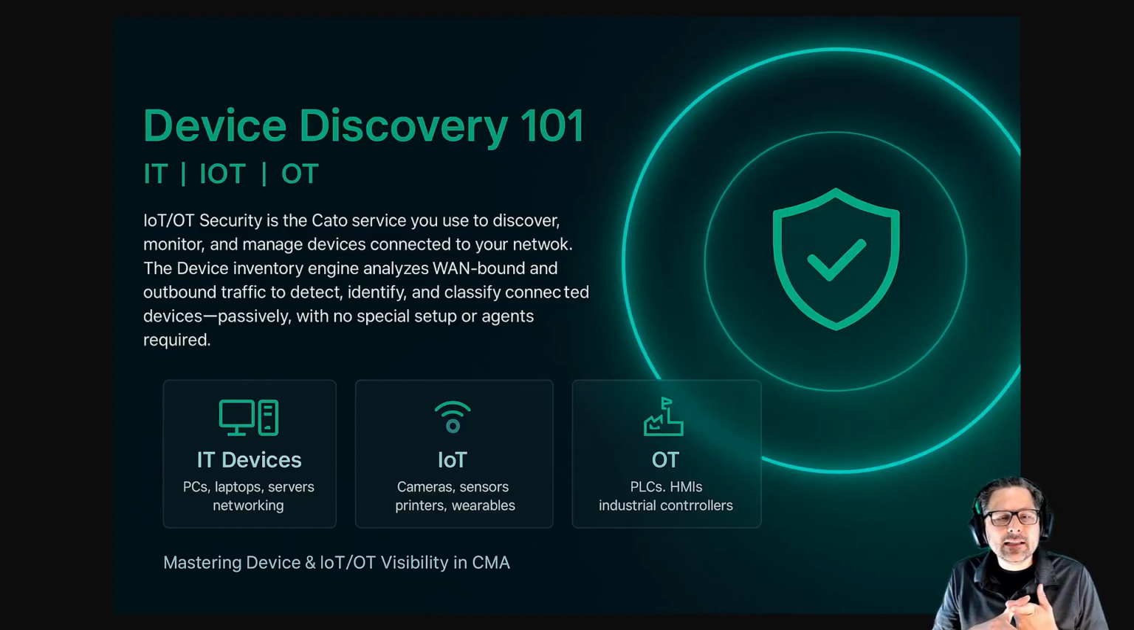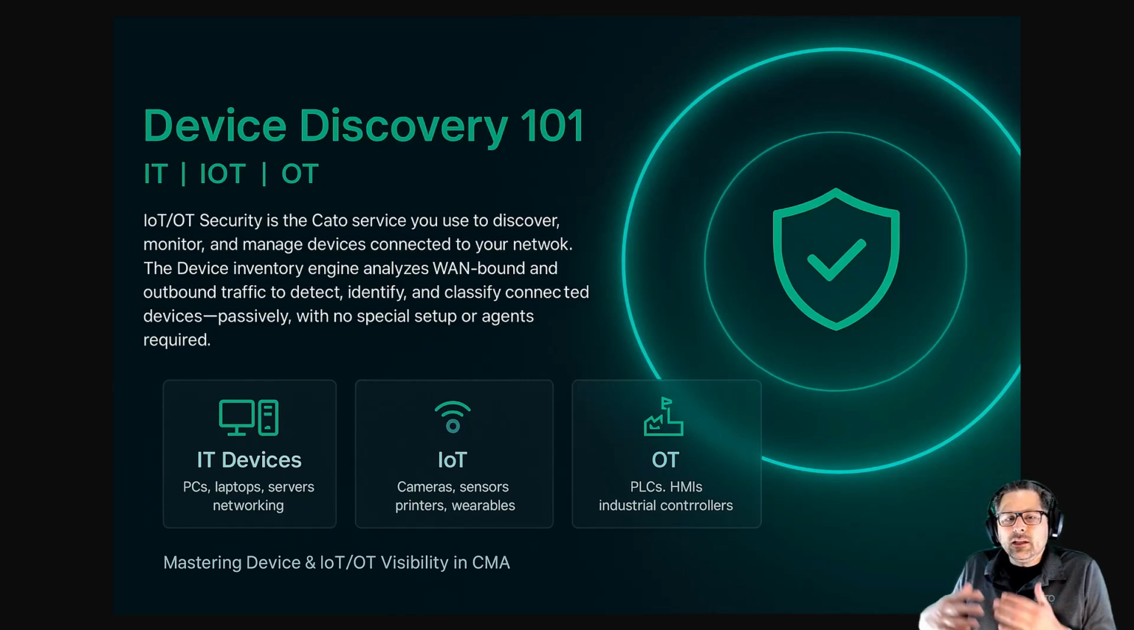We're going to talk about IT, IoT, and OT. So what is IT? That's information technology. That's all the devices you're thinking of, like servers, PCs, laptops. What is IoT? Internet of Things: cameras, sensors, printers, wearables, smart TVs, smart devices. OT is operational technology: PLCs, programmable logic controllers, human machine interfaces, a lot of industrial devices.